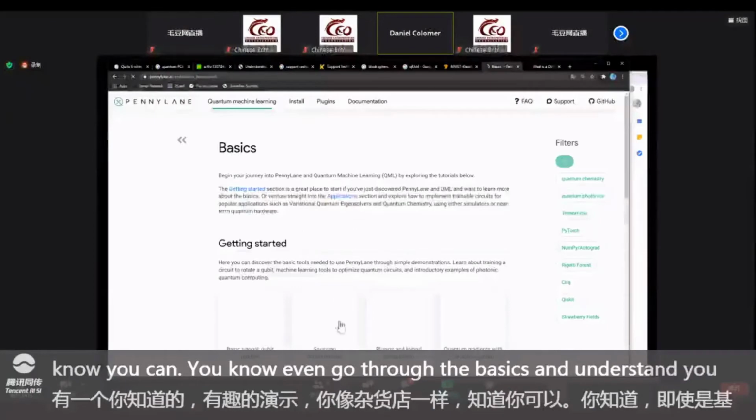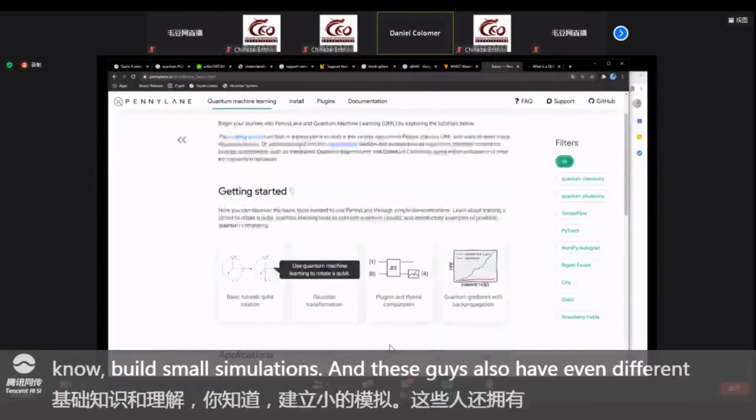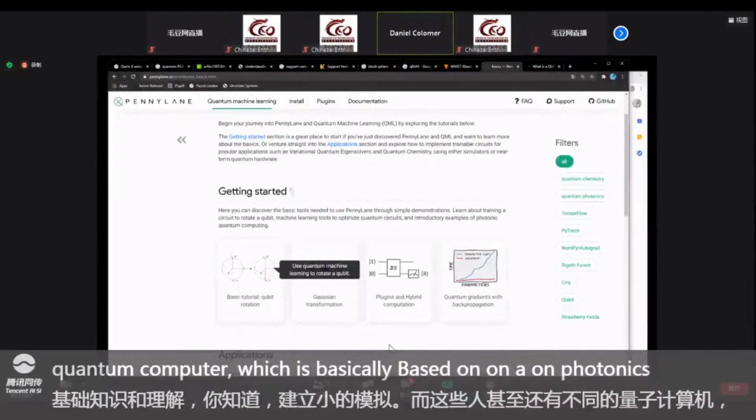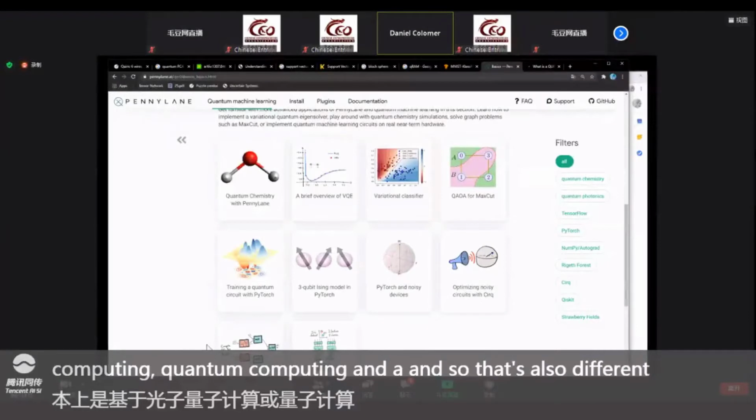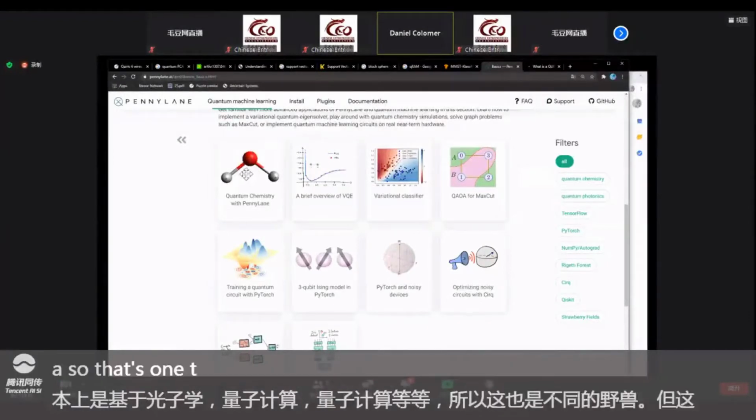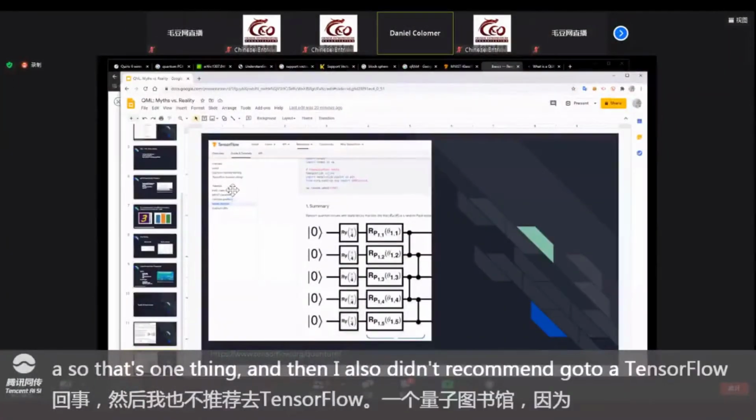And these guys also have a different quantum computer, which is based on photonic quantum computing, and so that's also a different beast. But that's one thing. And then I also recommend going to the TensorFlow Quantum library, because there's also a set of really interesting tutorials in there to follow.